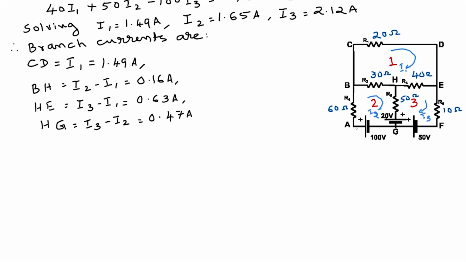Branch current in AG is also flowing in the branch AB as both belong to mesh 2. So branch current AG is equal to branch current AB is equal to I2, that is 1.65 ampere. Then the branch currents GF and EF are the same, that is I3. So the branch current in GF, which is the same as the branch current in EF, is equal to I3, that is 2.12 ampere.